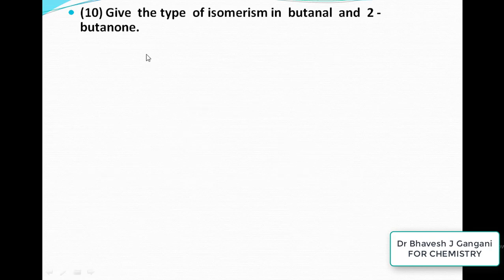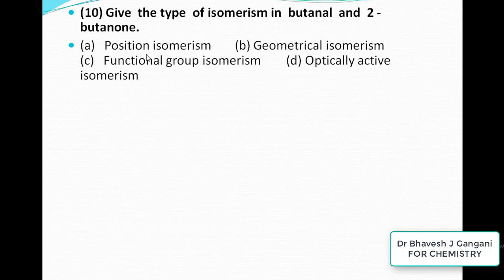Now question number 10 here for you. Give the type of isomerism between butanal and 2-butanone. We just studied that aldehyde and ketone are functional group isomers. They have the same molecular formula but different functional groups. So here butanal is a 4-carbon containing aldehyde, and 2-butanone is a 4-carbon containing ketone. So the answer of this question is C, functional group isomerism.